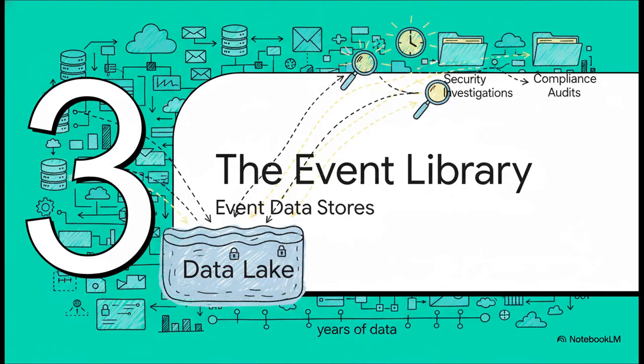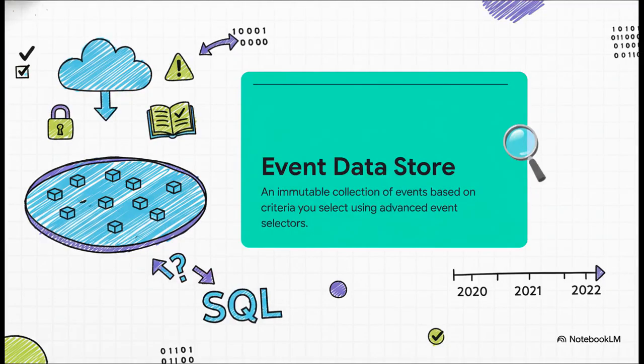So how does this whole central library idea actually work? Well, it all revolves around a core concept called the Event Data Store. An Event Data Store is your main building block. You can think of it as a specific, secure collection inside your library. You get to decide exactly what goes into it. Maybe you create one for security events, another for operational data, and here's the key. Once an event is written, it can't be changed.